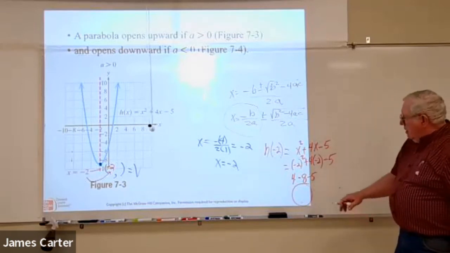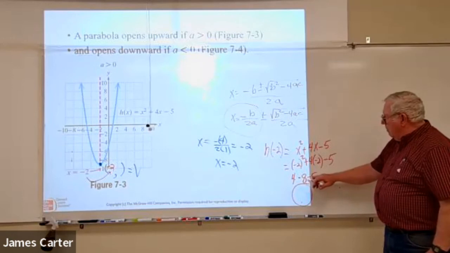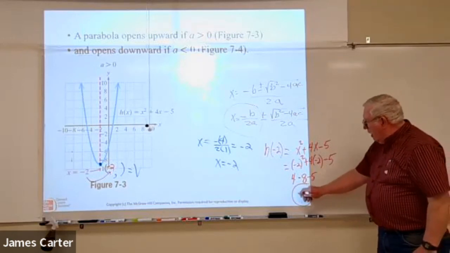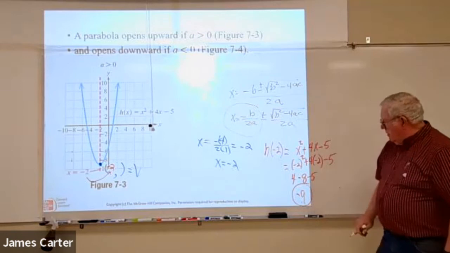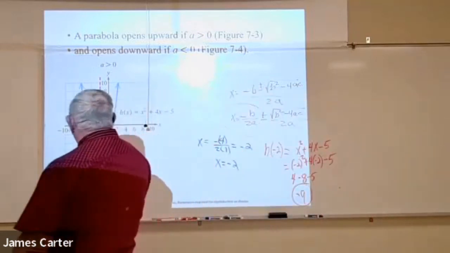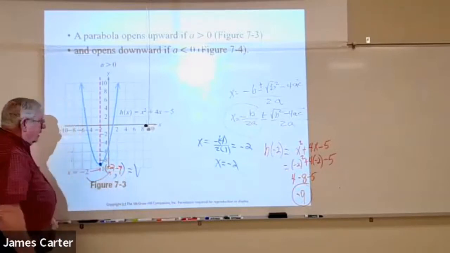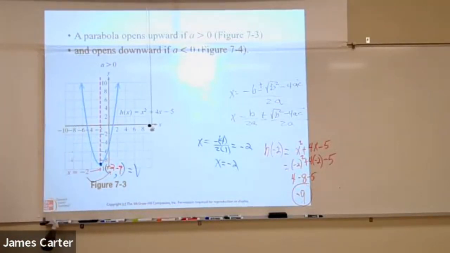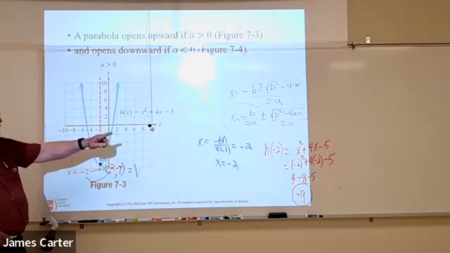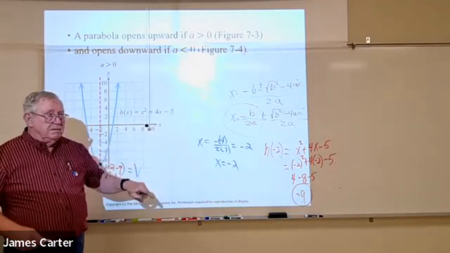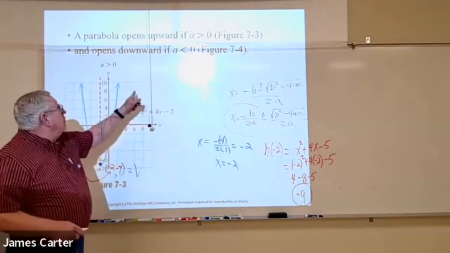Yeah, okay. So 4 minus 8 is -4, minus 5 is -9. I would have figured that out from the graph sooner or later. And there's my vertex, or my turning point, if you please, or my minimum, if you please. All interchangeable words in this problem. Okay? So how do you find the vertex of a quadratic?